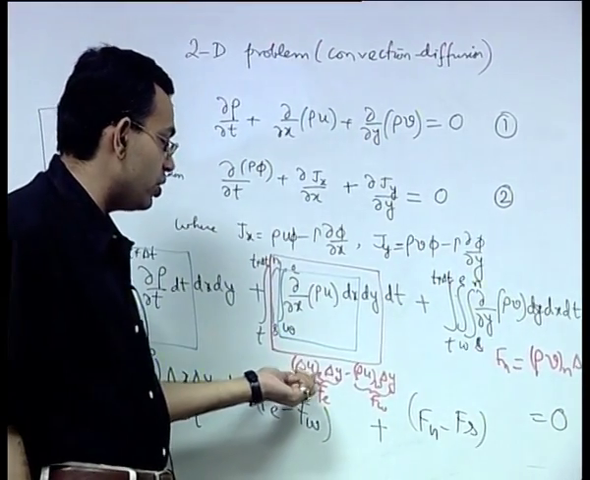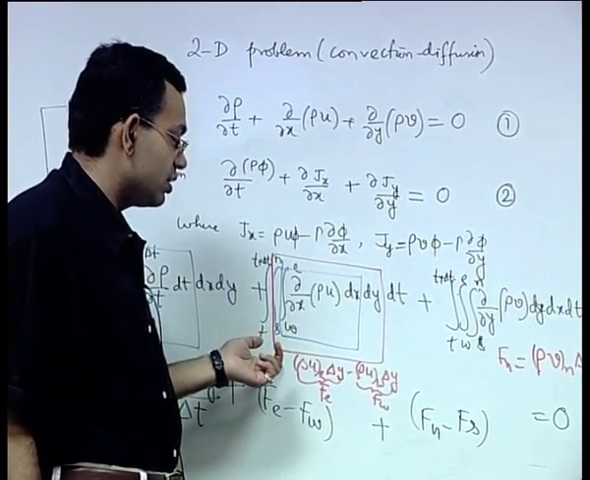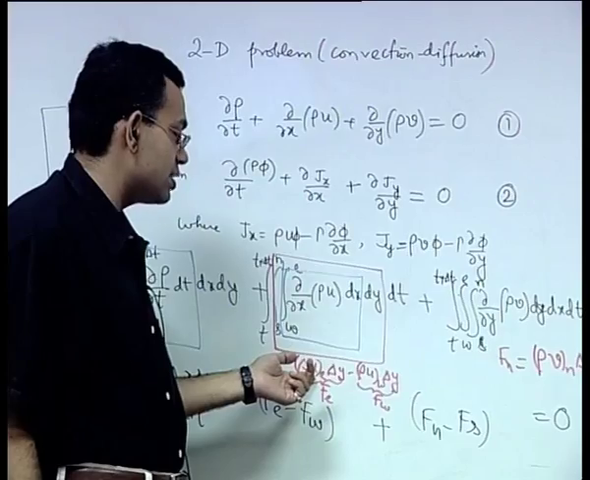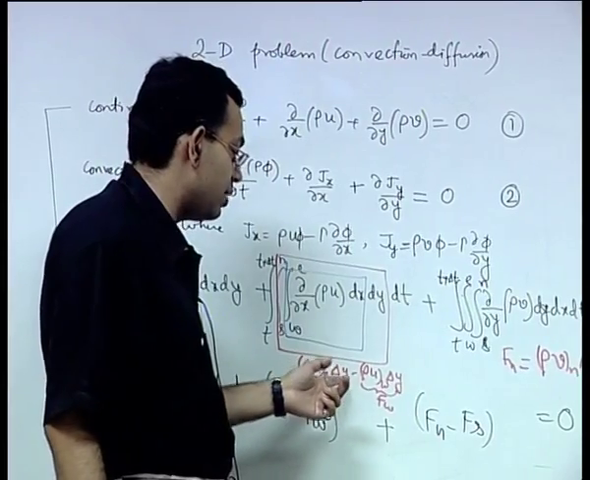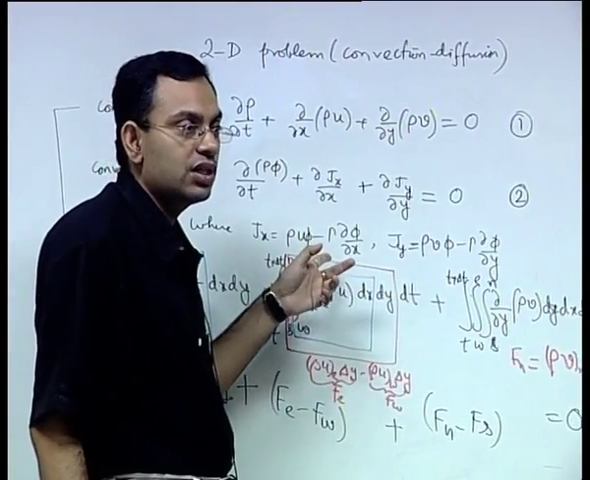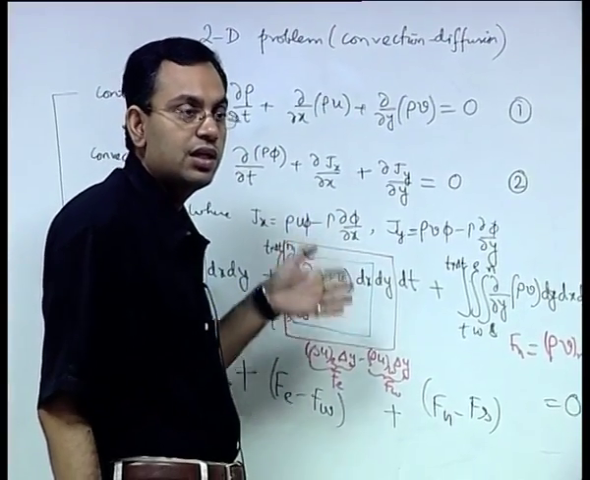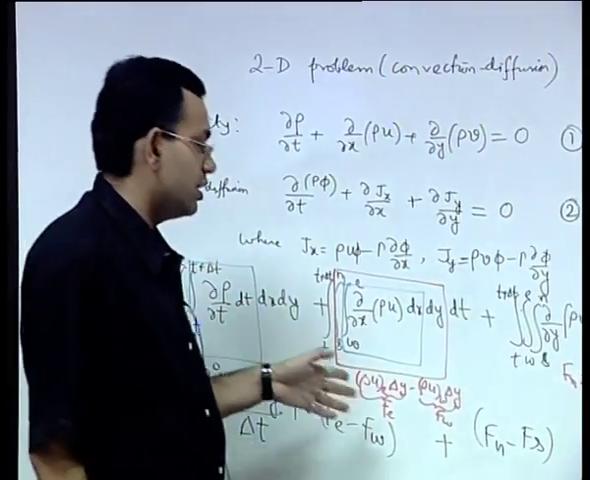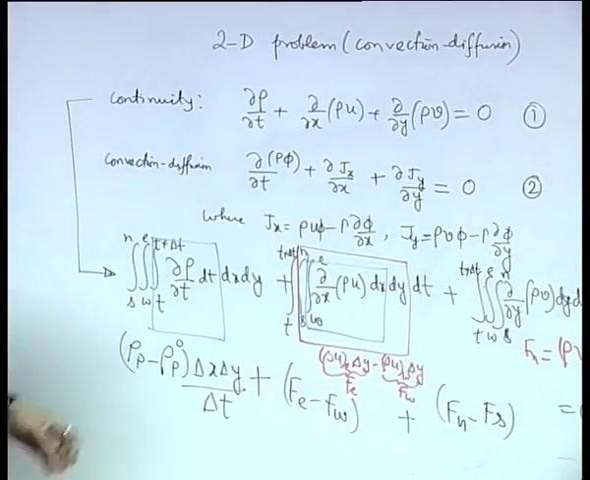For example, rho u e delta y represents the flow rate through the east face. Rho into u is the flux of mass, multiplied by delta y into 1, because it is a 2 dimensional problem. So, the third dimension width is 1. So, delta y into 1 is the area of the corresponding east side of the control volume. So, that represents the flow rate. Similarly, all other terms also represent the flow rate.